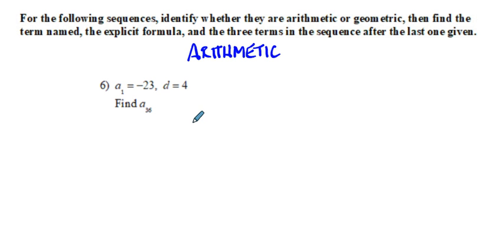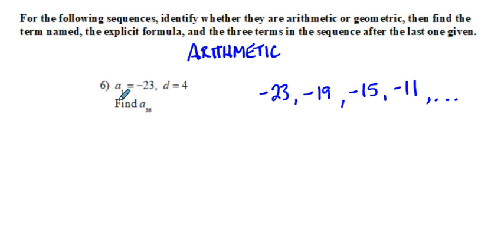Arithmetic is a sequence with a common difference or a constant addition going on between terms. And so if we wanted to write out the next 3 terms, then from negative 23 we would just add 4 and get to negative 19. Then we would add 4 again and get to negative 15, add 4, negative 11. And the sequence continues. So there's the next 3 terms.